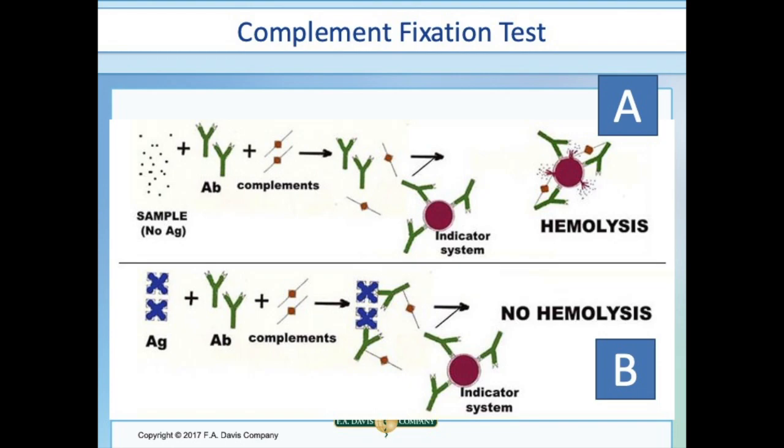Here, it is an example of a positive result because the patient has an antigen. So if you will be adding antibody and complement, so these two are part of the reagents, the antibody and the complement, so there is an immune complex. Here's the immune complex. So even if you'll be adding the indicator system, the complement has already bound with the immune complex. Therefore, the RBC will be unharmed. So there's no hemolysis. And if there's no hemolysis, it is indicative of a positive reaction.